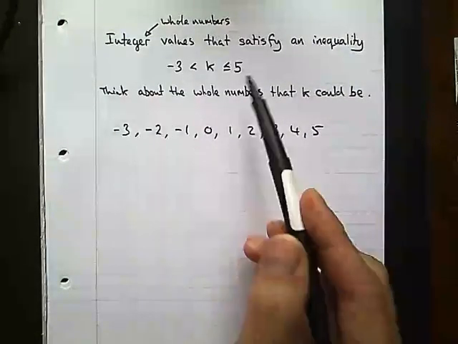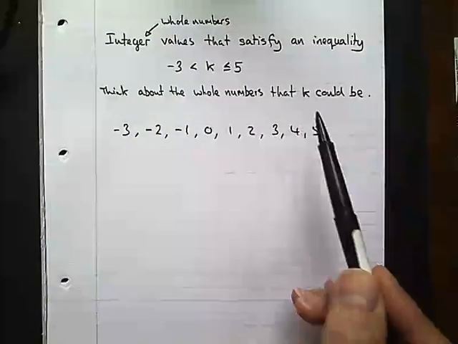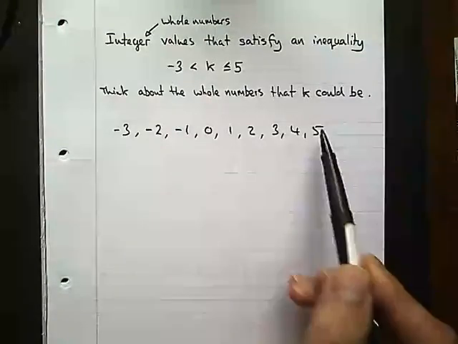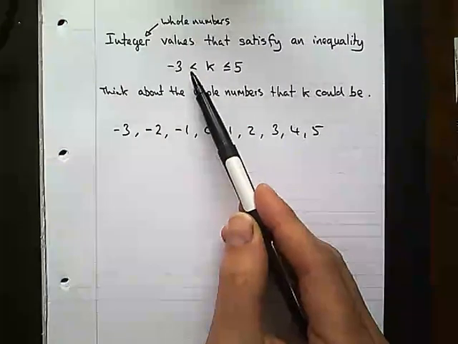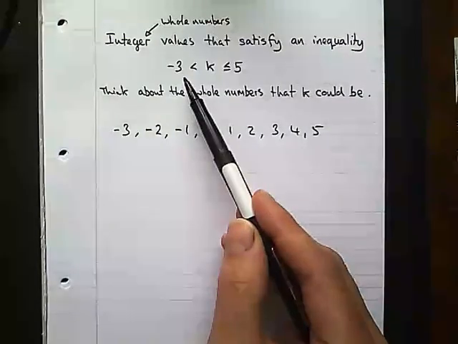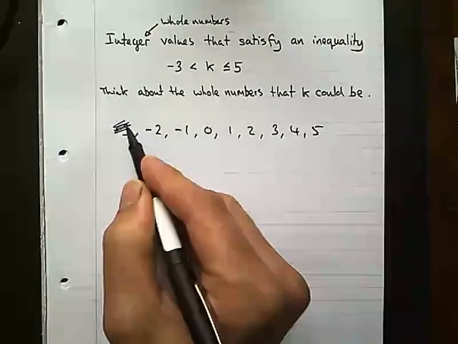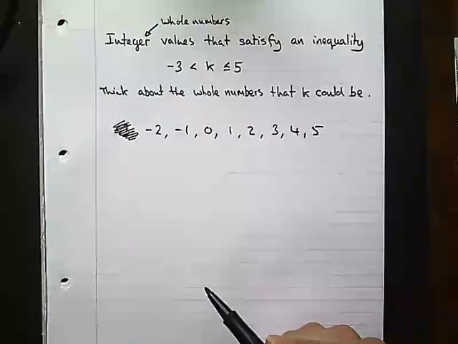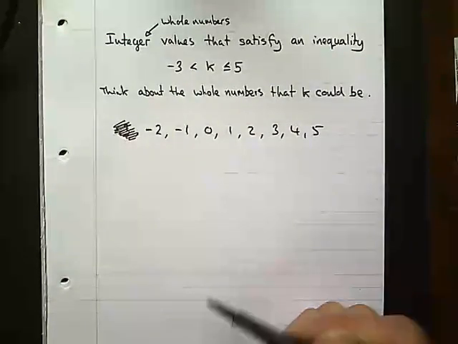So 5: k can be equal to 5. That's what the little underline means. So yes, 5 should be in my list. But on the left-hand side of my inequality, k must be greater than -3. So k can't be -3. Therefore we need to exclude the -3 from our list, so I just cross it out. And this is my list. Done. It's that simple. So that's listing the integer values that satisfy an inequality.